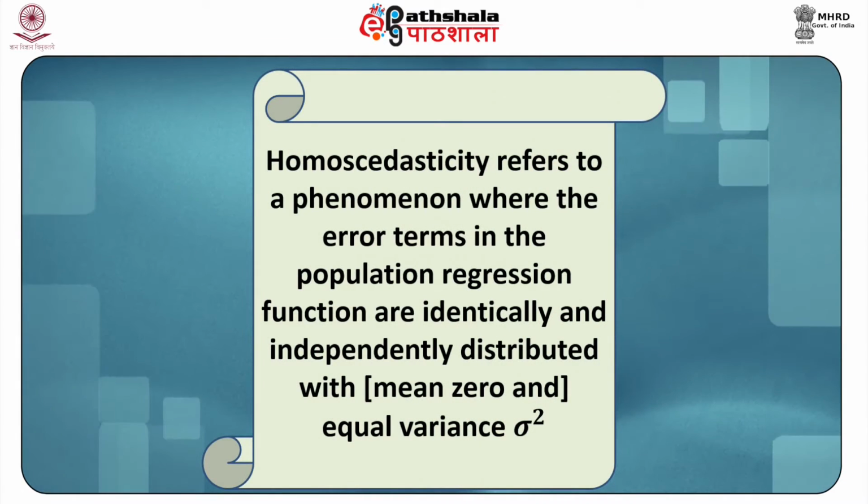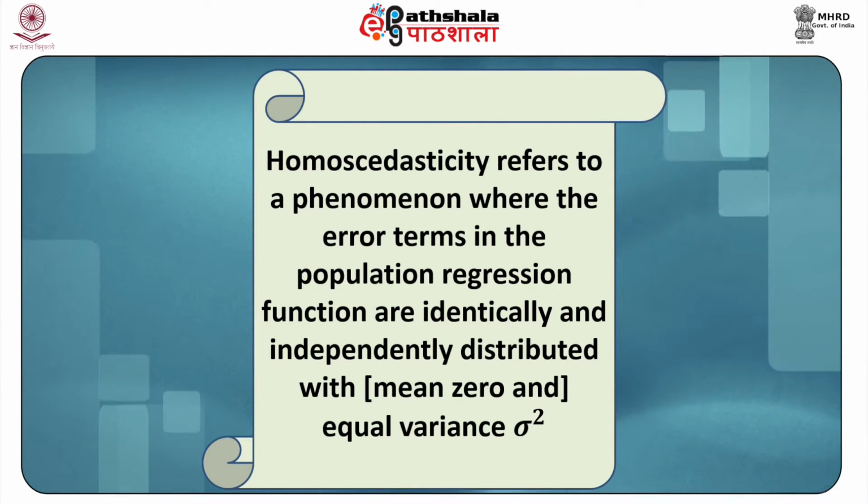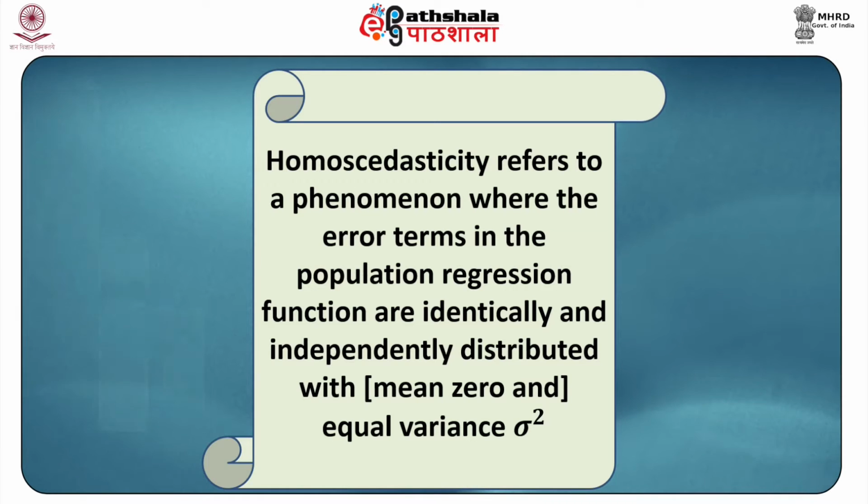To understand the meaning of heteroscedasticity, let us recall the homoscedasticity assumption of the classical linear regression model. Homoscedasticity refers to a phenomenon where the error terms in the population regression function are identically and independently distributed with mean 0 and equal variance sigma square.